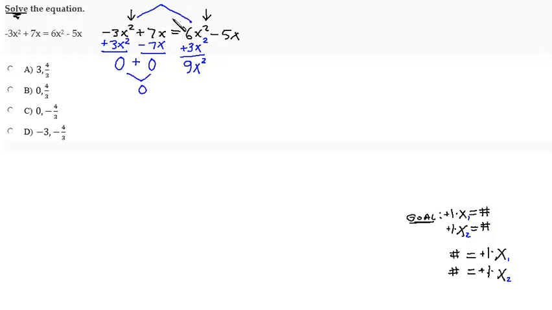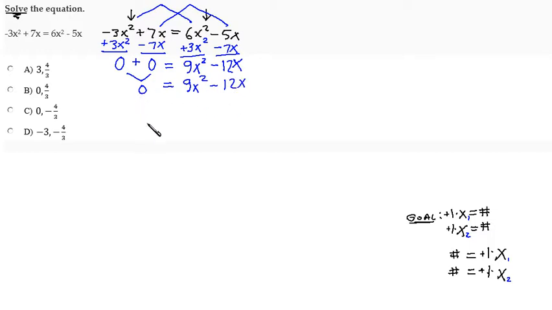But in the same step, if we subtracted 7x from the left side, then we really need to subtract 7x from the right side to keep this idea of balancing the equation in perspective. So negative 5x minus 7x would be negative 12x. If I owe somebody 5x's and I owe someone else 7x's, I really add them together because I owe a total of 12x's to 2 different people. So now what we have is 9x squared minus 12x on the right side equals 0 on the left side.